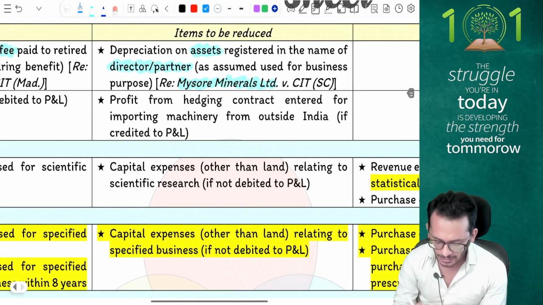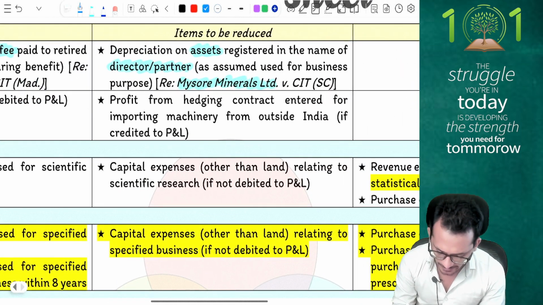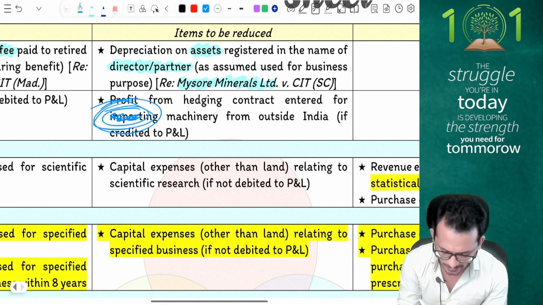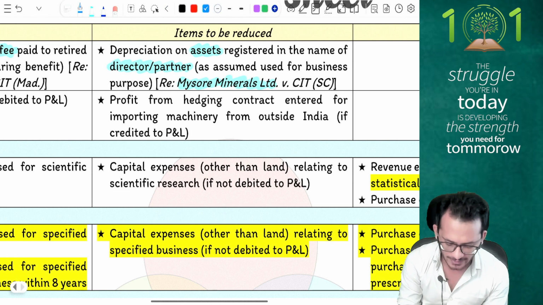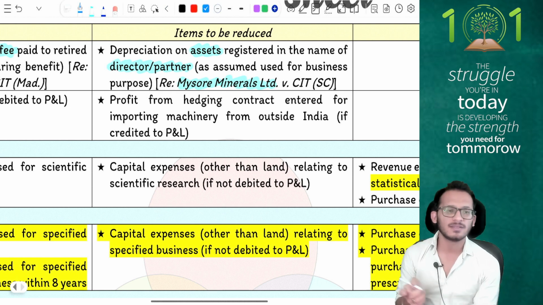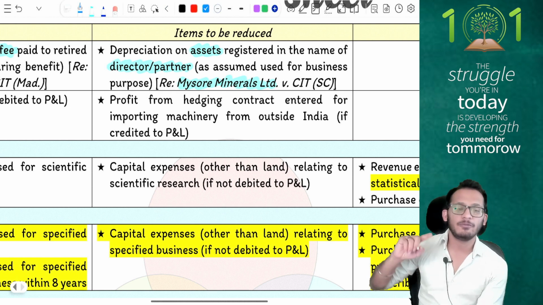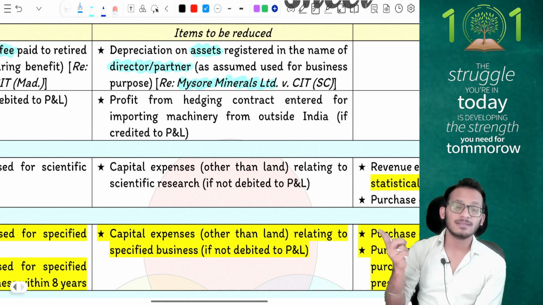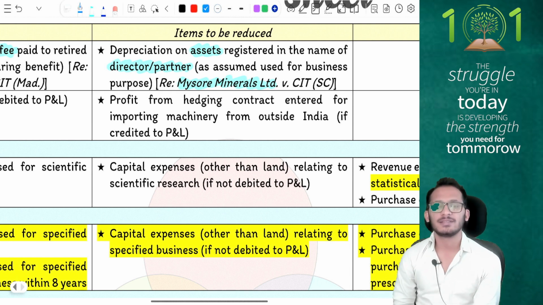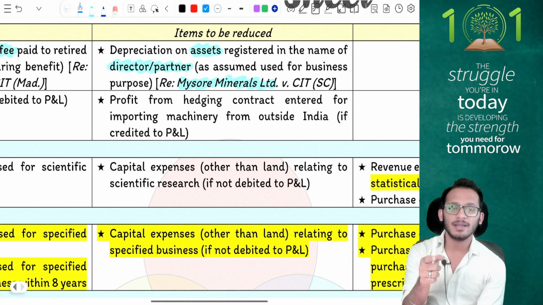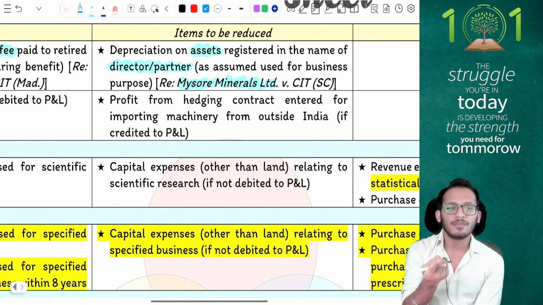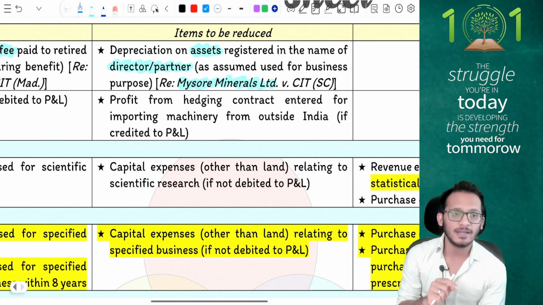Items which can be reduced is any profits from hedging contracts which are entered for importing machineries. Any kind of profit which is incurred for hedging contracts, which is incurred for the purpose of any kind of machineries, can be claimed as deduction. What is this, people? This is clarifying that if you have any profit from hedging contracts which you have earned for the purpose of machineries, section 43A will come into picture. Section 43A will clarify that if you have incurred any kind of foreign exchange difference for the purpose of any imported machinery, then that should form part of the asset cost and cannot be taken to P&L.